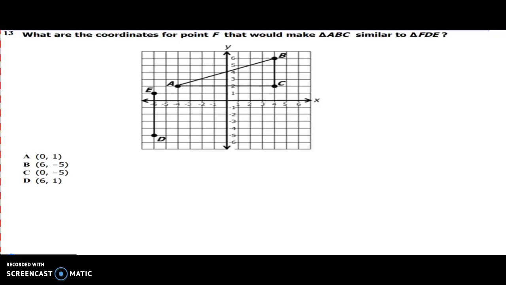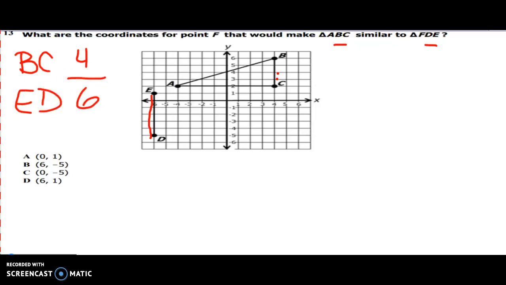So the first thing I'm going to do is count from B to C. 1, 2, 3, 4. So from B to C, it's 4. And B to C, remember, corresponds to DE. So I'm going to count E to D. 1, 2, 3, 4, 5, 6. So E to D is 6.